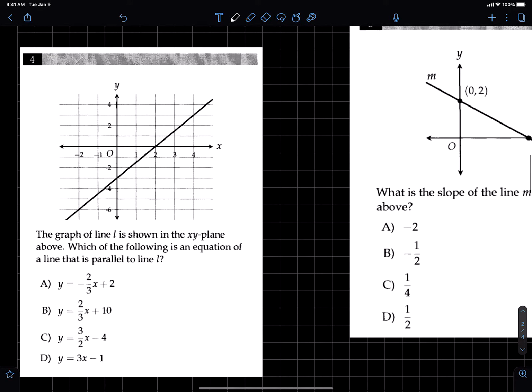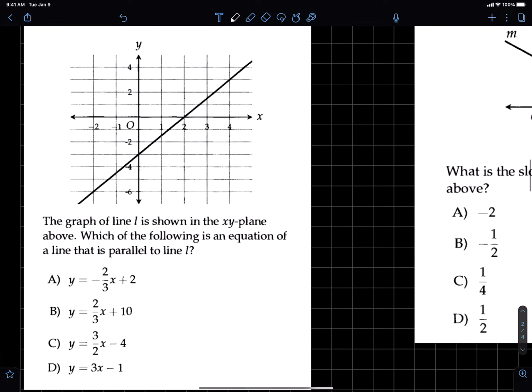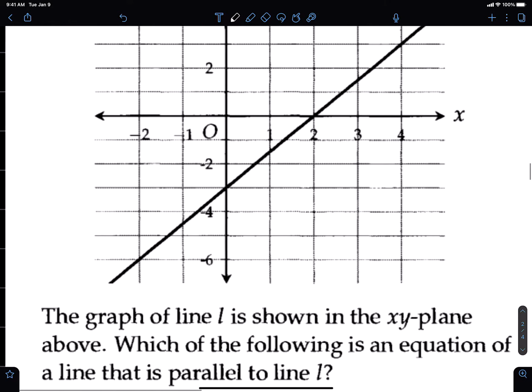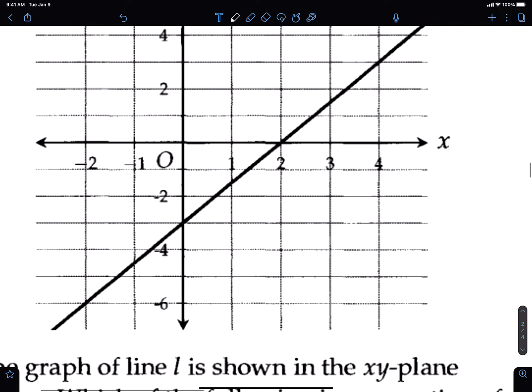Alright, number 4. The graph of line L is shown in the xy plane above. Which of the following is an equation that is parallel to line L? Okay, remember, parallel lines have the same slope. So let's go ahead and figure out the slope of this line right here. Let's draw a slope triangle. I'll draw this in red. That way it's a little bit easier to see.